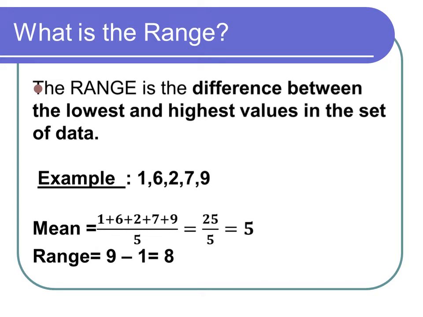As the range becomes bigger, the set of data will be less consistent. So the range, or variation, is the opposite of consistency.